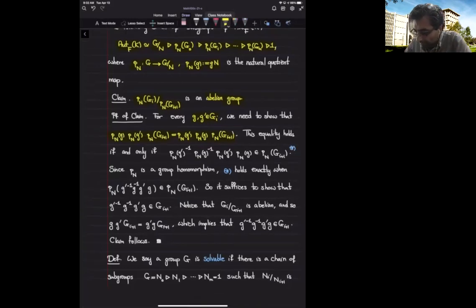So again, let's recall that an element g1 times N is the same as g2 times N if and only if g1 inverse g2 is inside N. So this is a type of result that maybe I should not say N, let's call it H.